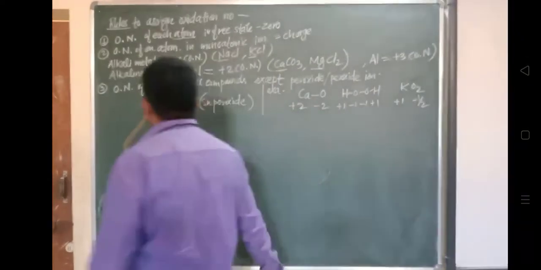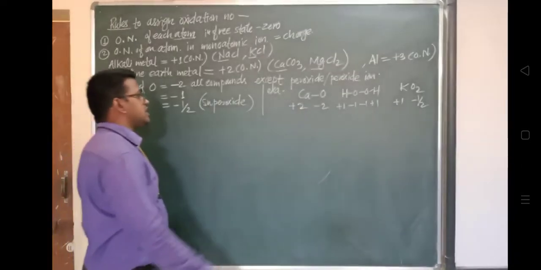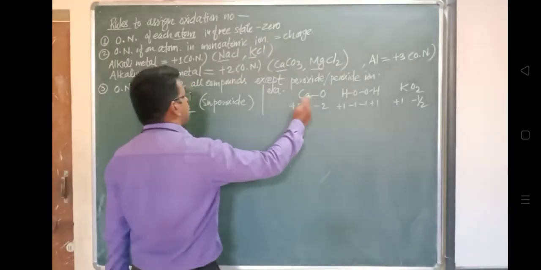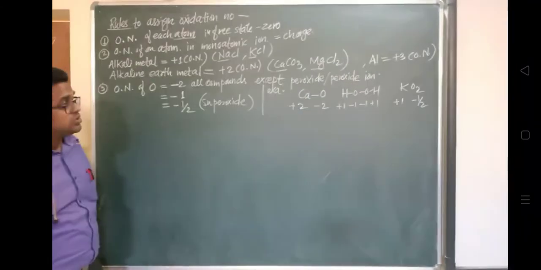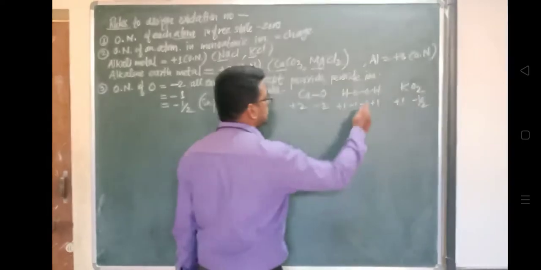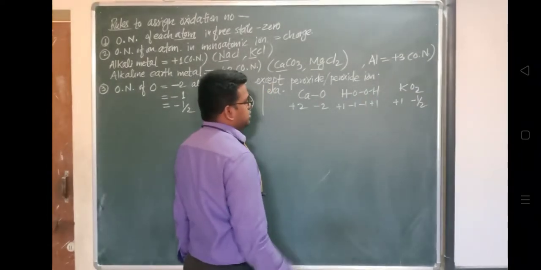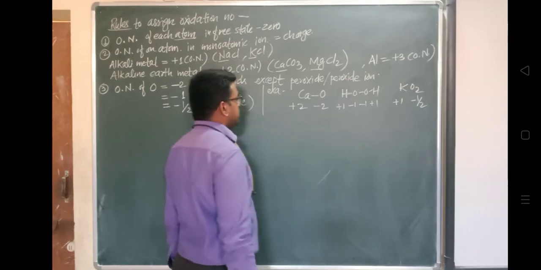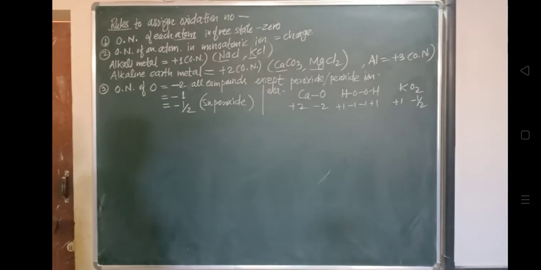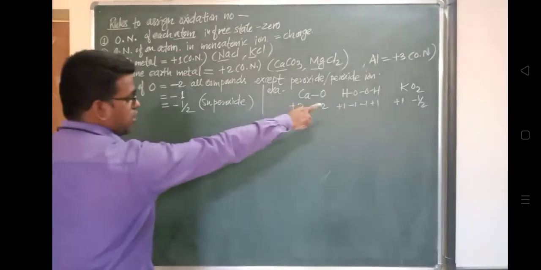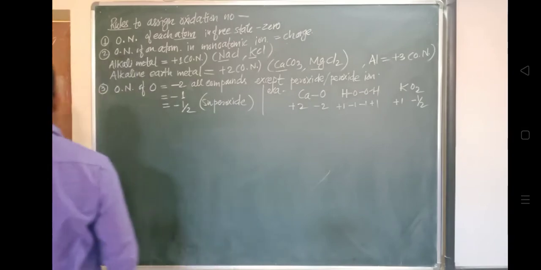So all these three have been covered in these examples. आप देख सकते हो, oxidation state of oxygen in case of calcium oxide is -2. In case of HOOH, H2O2 में आप देख सकते हो, it is having the oxidation state of -1, and oxidation state of oxygen in case of KO2, potassium superoxide, is -1/2. So this is the third rule.